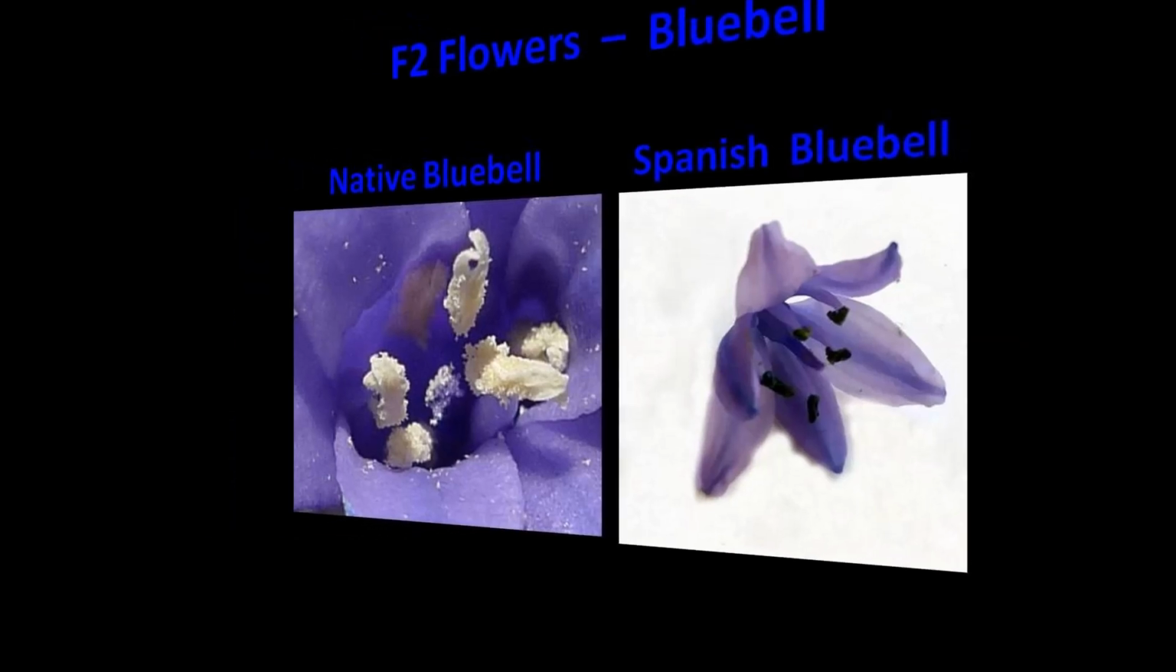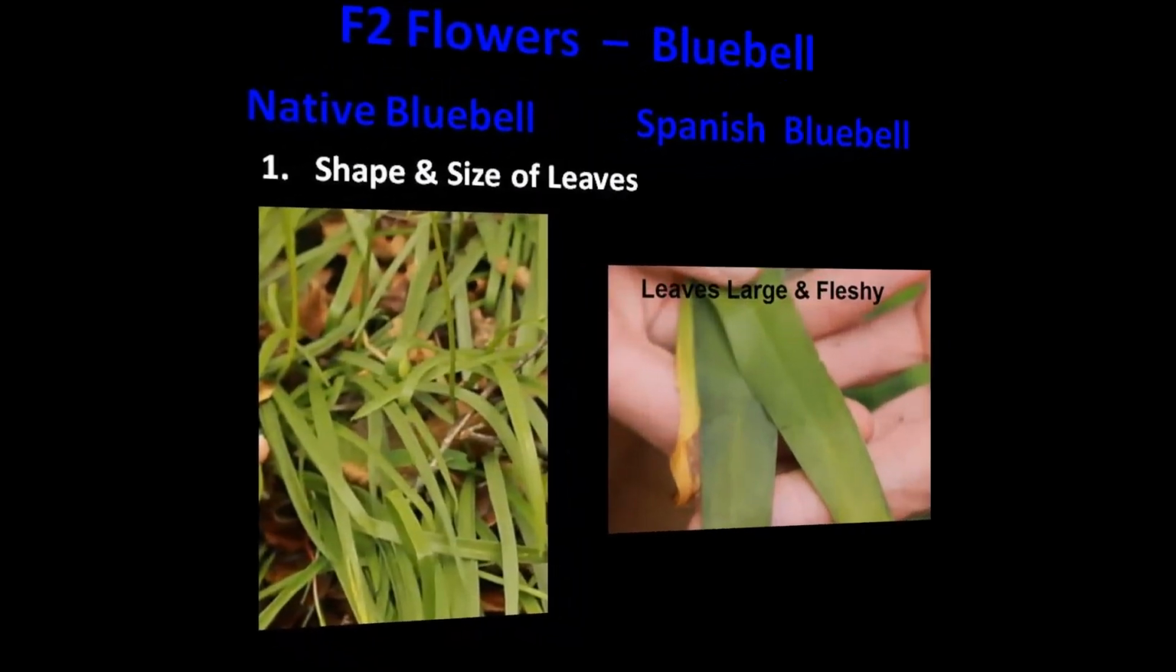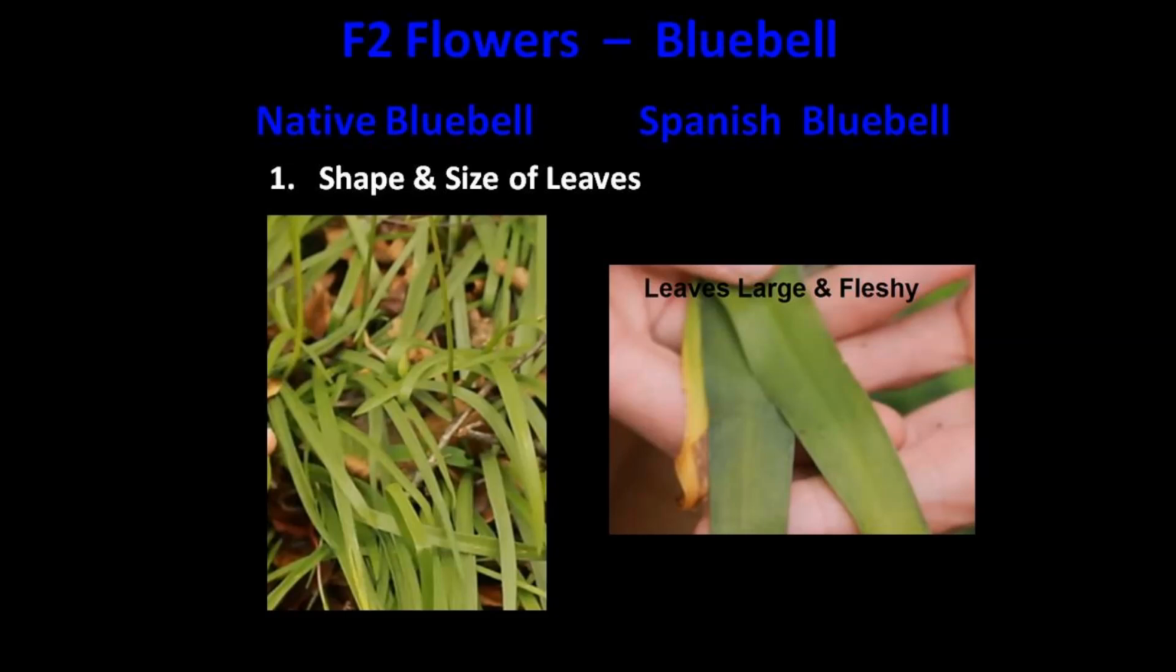The next distinguishing feature is the shape and size of the leaves. The leaves of the native bluebell are long and thin, whereas the leaves of the Spanish bluebell are much broader and more succulent and larger in size.